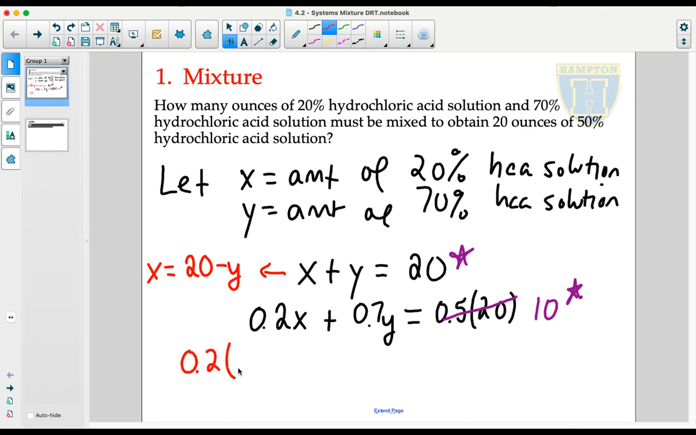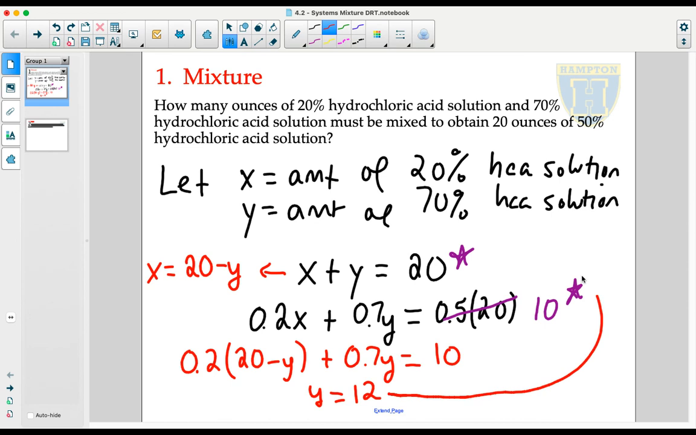So we have 2/10 times 20 minus Y, here comes the substitution, plus 7/10 Y is equal to 10. Solving that down, and you can check my algebra if you'd like, but you should end up with a solution of Y is equal to 12. Because Y is equal to 12, we back substitute this number into here, and we can get that X would have to be 8. So our solution is that we end up with 8 ounces of the 20% hydrochloric acid solution and 12 ounces of the 70% hydrochloric acid solution.